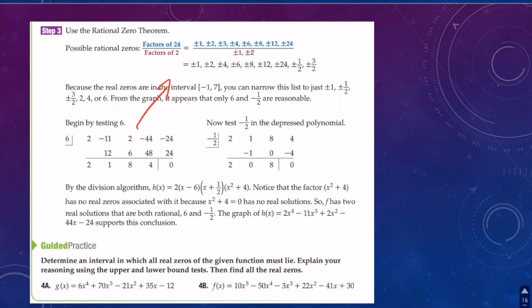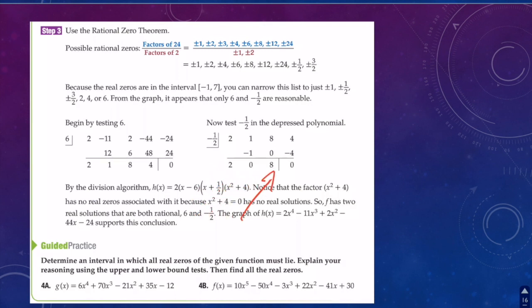Now, without belaboring it, we'll just go ahead and test some real obvious ones. Like 6 looks like it really was 1, so they test it, and sure enough, we get that 0, and we get a depressed polynomial of, what does that end up being? 2x to the 3 plus 1x squared plus 8x plus 4. And so we use that depressed polynomial and look at negative a half on that.